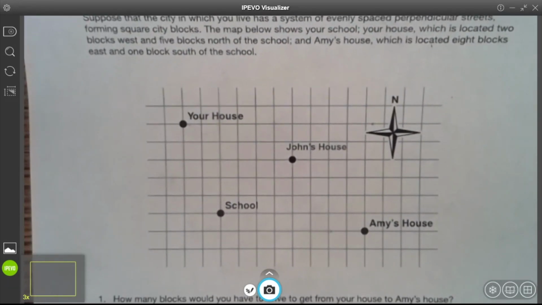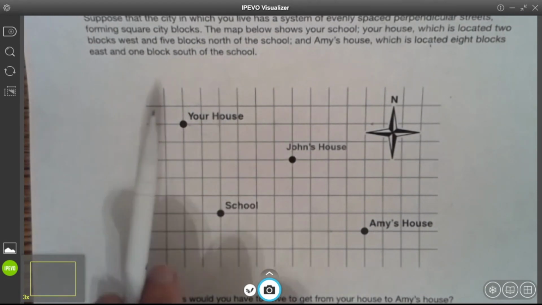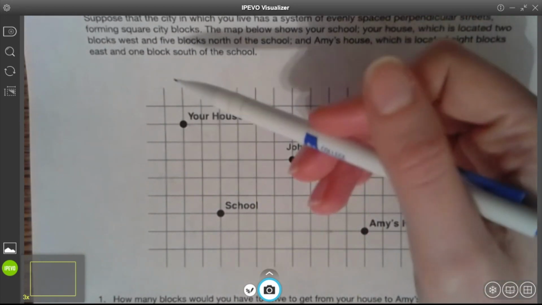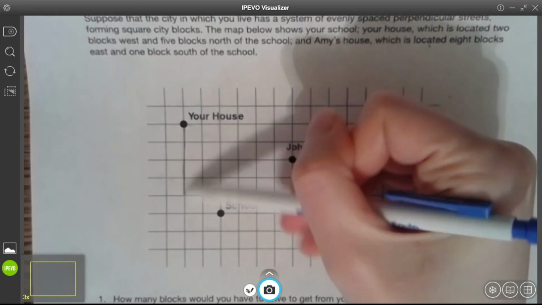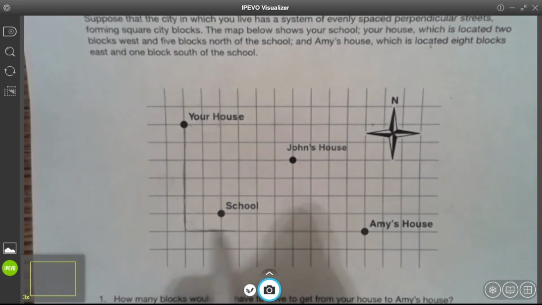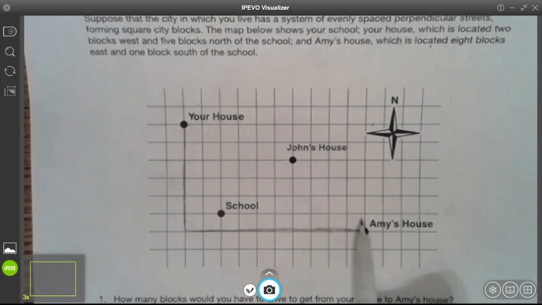So we might want to remind our students of a few things. The fact that these are city blocks, so we can't just drive any way that we want to. We have to actually stay on the road. And in the directions, it did talk to us about the streets being evenly spaced and perpendicular. So for me to get from my house to Amy's house, I need to stay along the road. And there is an alternate path that they can take, going across and down. But of course, we'll get the same distance either way.